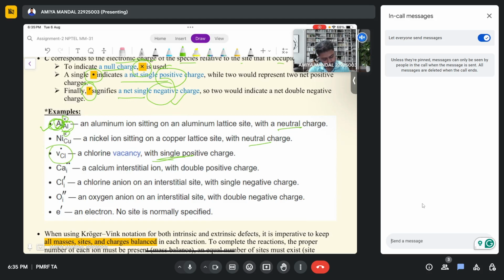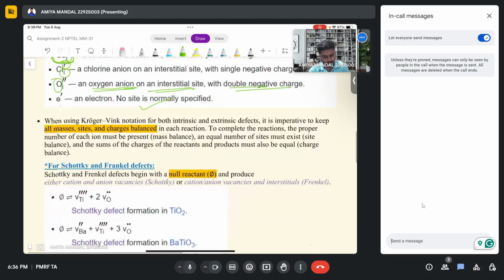And a calcium interstitial ion with double positive charge. Calcium is situated at the interstitial position with its double positive charge. Okay. Next is a chlorine anion on an interstitial site with single negative charge. And an oxygen anion on an interstitial site with double negative charge. And an electron, no site is specified.